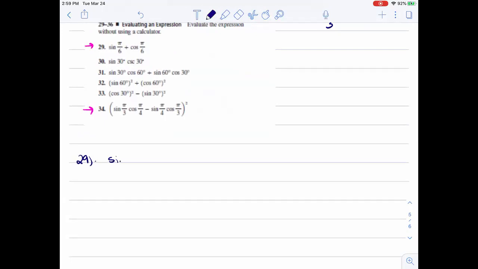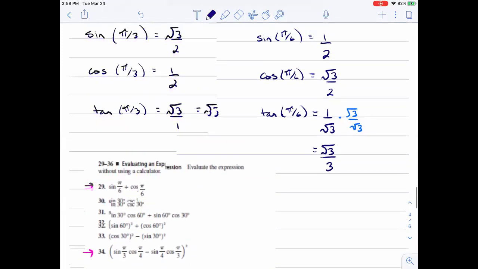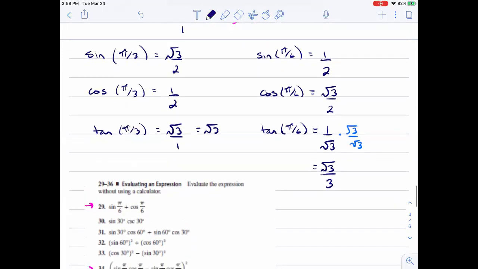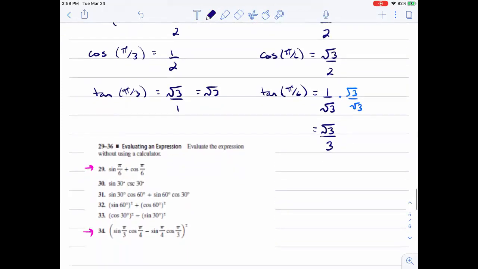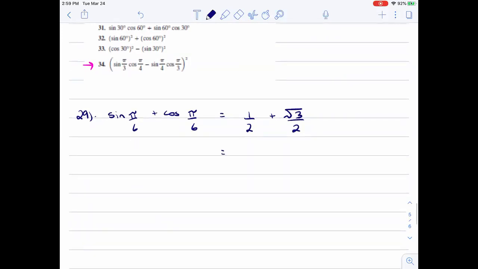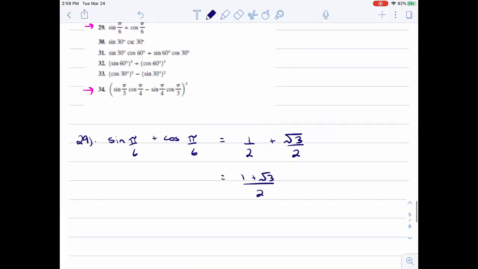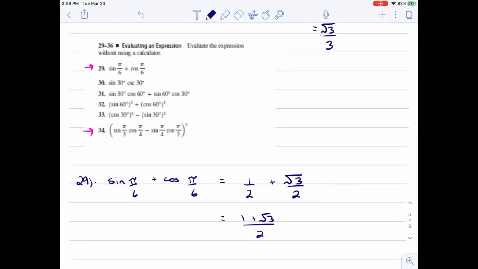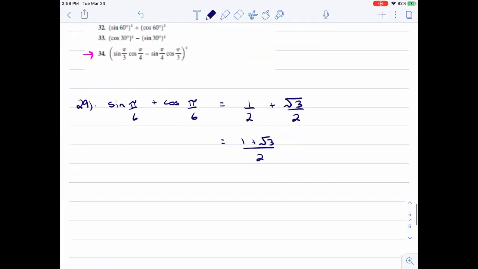We want to find the sine of pi over 6 plus the cosine of pi over 6. We just evaluated these, right? So the sine of pi over 6 is 1/2, and the cosine of pi over 6 is root 3 over 2. So I get 1 over 2 plus root 3 over 2. Luckily, I have a common denominator, right? So I get 1 plus root 3 all over 2. And I would probably just leave it there. I don't see what else I can do.